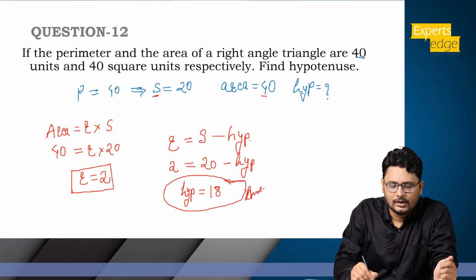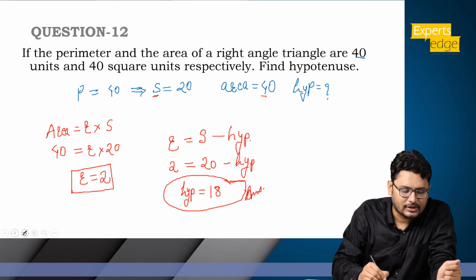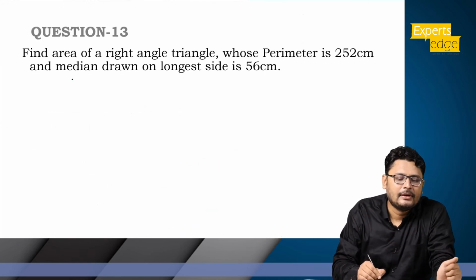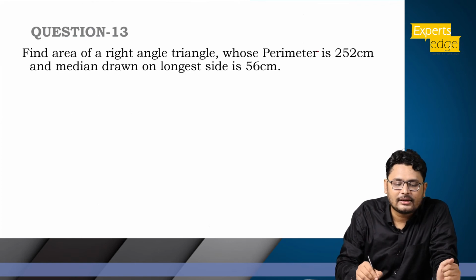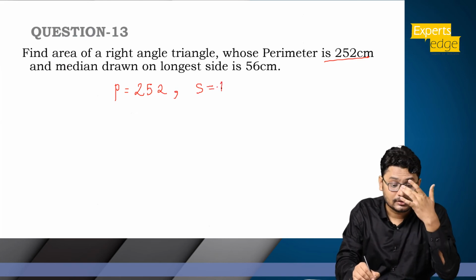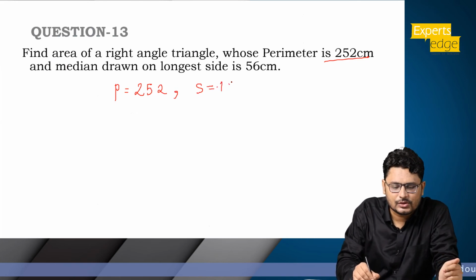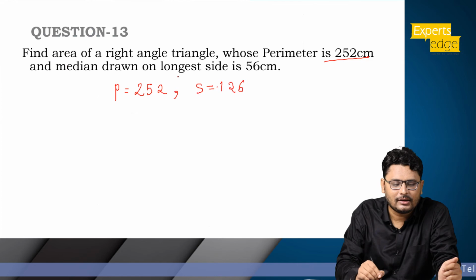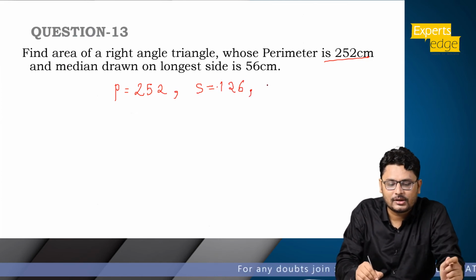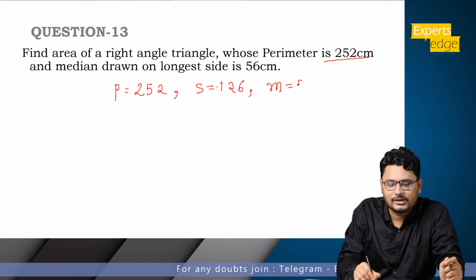Okay, so please remember this part. Let's go to the next question. Yeah, so what is it saying? Area of the right angle triangle whose perimeter is 252. So perimeter अगर 252 है, semi perimeter कितना आएगा? Half of this, right? This is nothing but 126, and median drawn on the longest side, that is on the hypotenuse, m is 56.